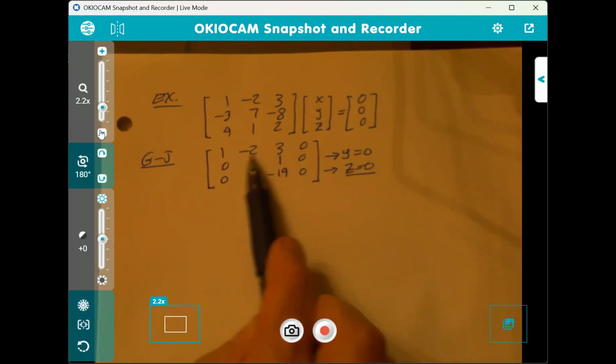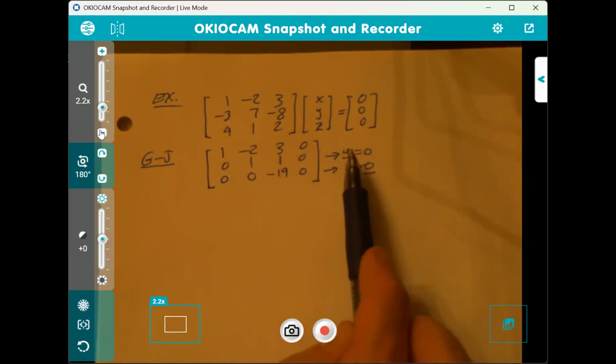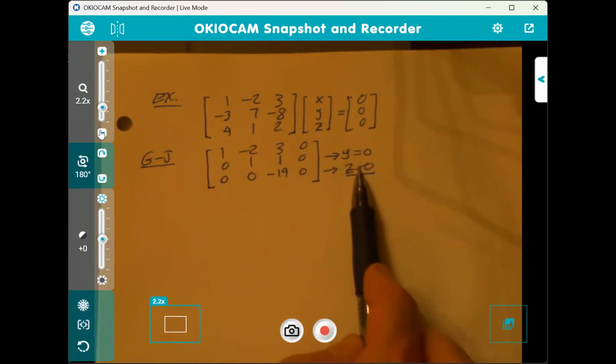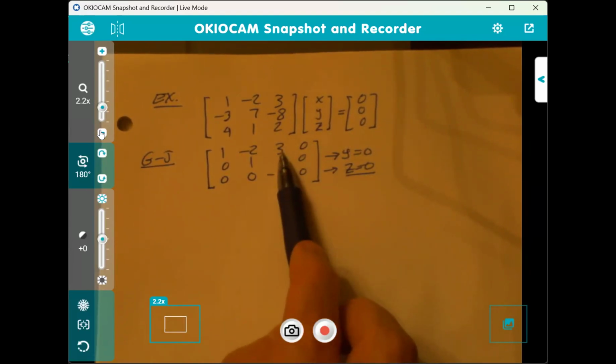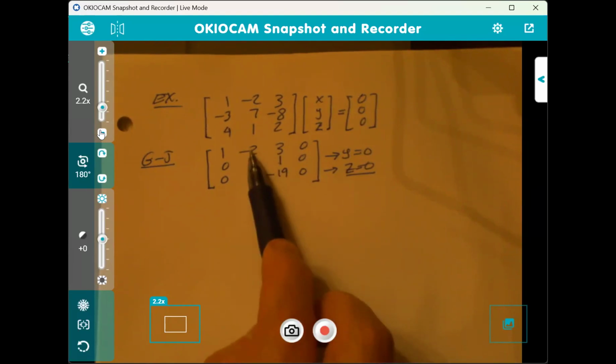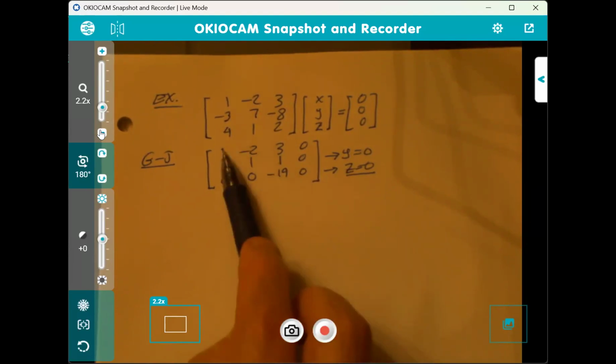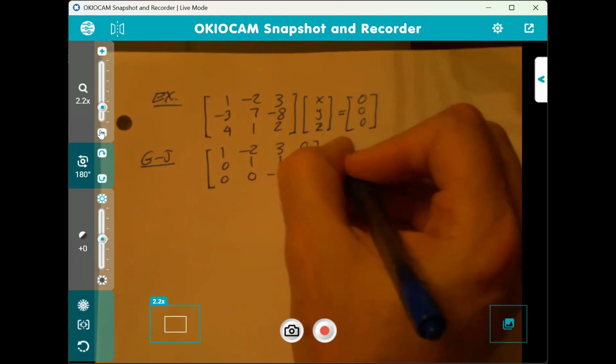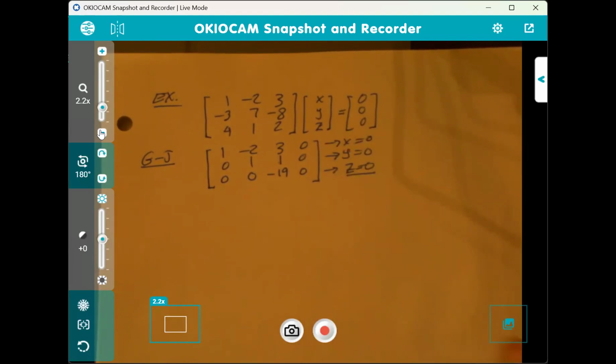Plug x and y, 0 and, I'm sorry, plug y and z. That's 0 here, 0. Z, this is y, 0, 0. X must be 0 with back substitution.